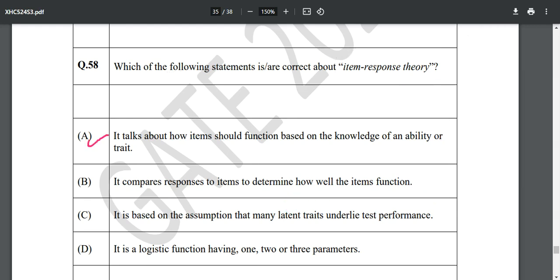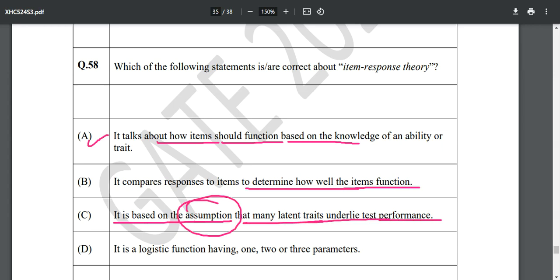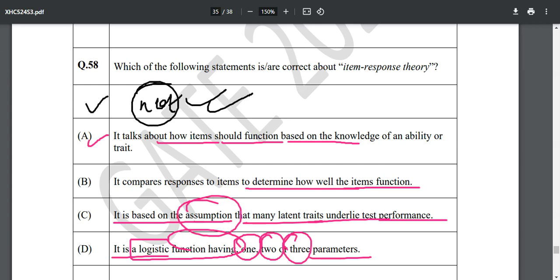So first of all, it talks about how items should function based on the knowledge of an ability or trait. It compares responses to items to determine how well the items function. It is based on the assumption that many latent traits underlie test performance. It is a logistic function having one, two, or three parameters. So the question is asking about what is not correct, or what is correct, about item response theory.